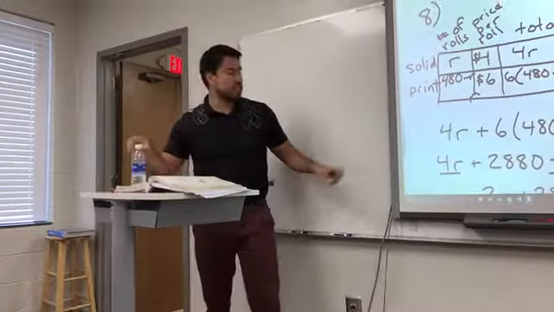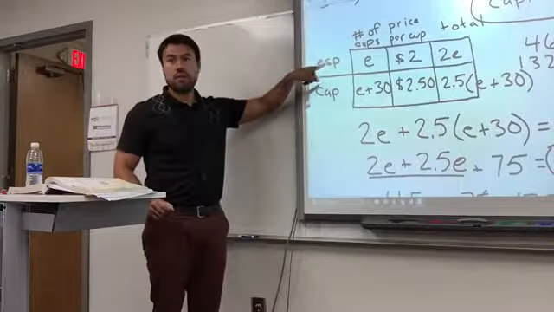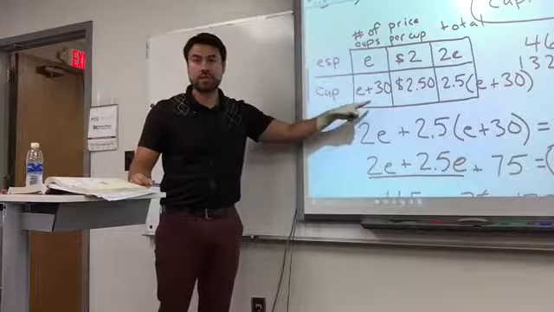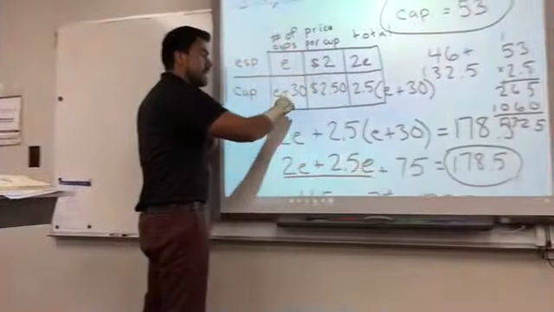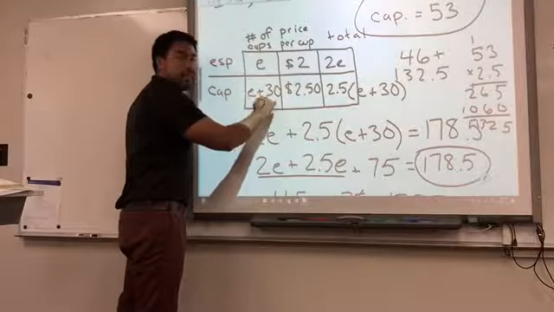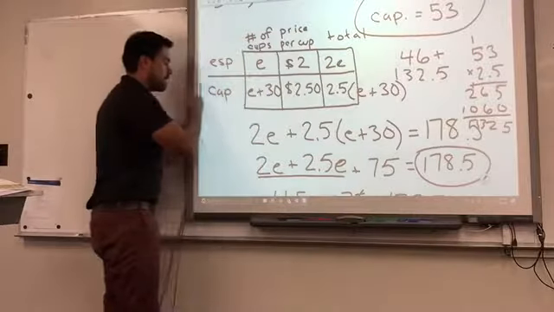Let me answer that question because that's a good one. I'm going to go back to the first example. Do you have to put the variable anywhere? You could have picked espresso or cappuccino. Let's say I picked cappuccino, C. If I pick this as C, I would have to make this C minus 30 to make it consistent.